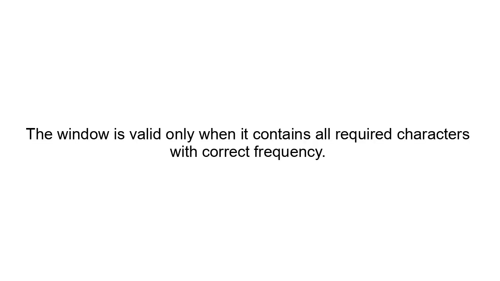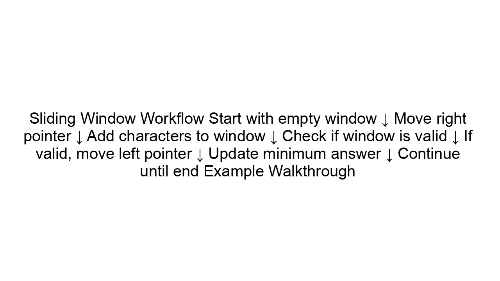Important condition. The window is valid only when it contains all required characters with correct frequency. For example, if T equals AABC, then window must contain A twice, B once, C once. So duplicates matter. Sliding window workflow. Start with empty window.